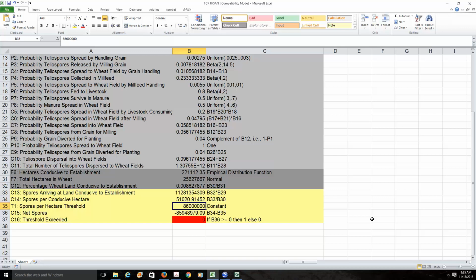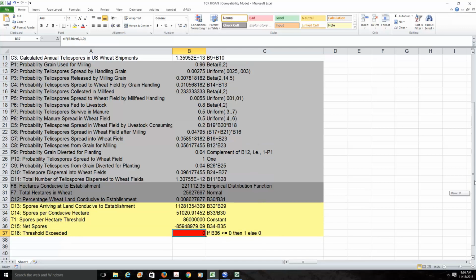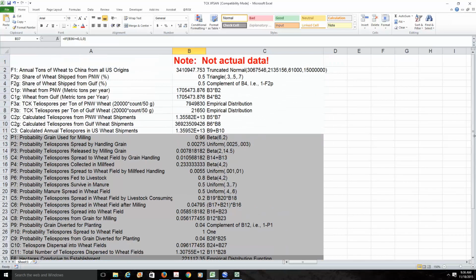We compare this number, 86 million that's required, to the 51,000 that is present, and we see that this falls short by almost 86 million. So if this number here is smaller than this number here, then we have a 0, which means no establishment. If this number here is bigger than this number here, then there would be a 1 that would appear here, which would mean we would have establishment. So let's go back and look at just a little bit of detail now.